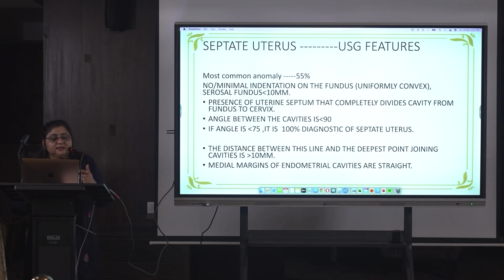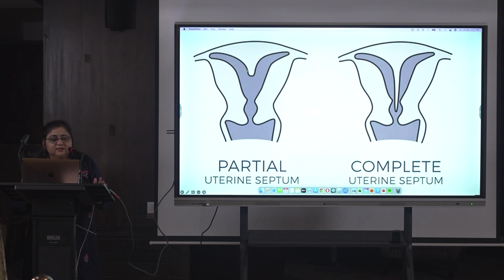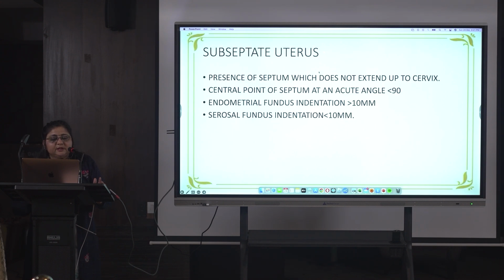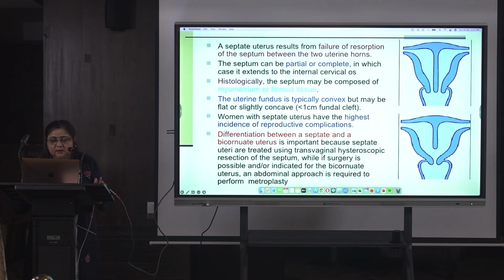If the angle is less than 75 and the distance between the line and the deepest point joining the cavity is more than 10 millimeters, that is more than 1 centimeter, this is Kuhme criteria only, and medial margins of endometrial cavities are straight. So this is the partial septate, and this is the complete septate uterus extending up to the cervix. Subseptate uterus, again we know this. Then this we have read, that is failure of resorption of the medial part of the septum.